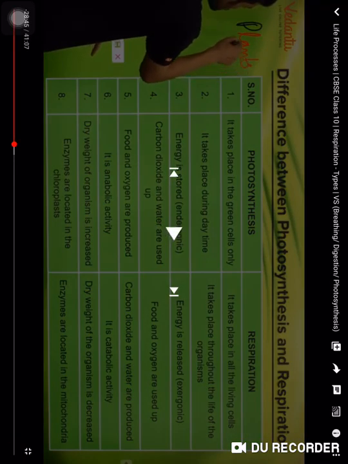You can write the difference between respiration and photosynthesis. In photosynthesis, enzymes are located in chloroplasts. Enzymes are also present in mitochondria. And one thing I've already told you: anabolism is an activity in which things combine, and respiration is a catabolic activity, a breaking down.